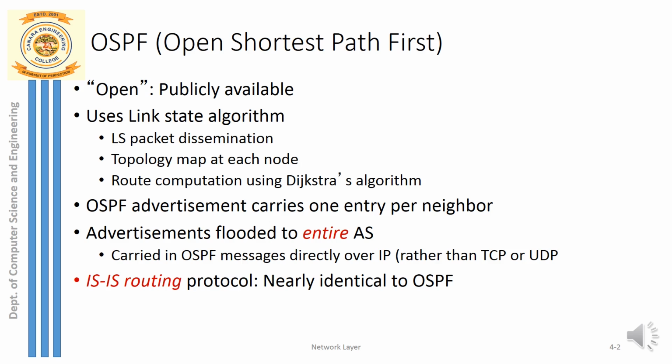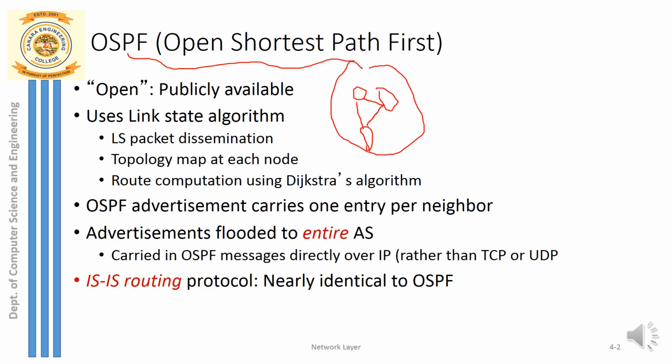Let's see the protocol. The protocol is OSPF, Open Shortest Path First. This particular protocol is again an intra-AS routing protocol. The name itself indicates that the shortest path is chosen to route the packets inside the autonomous system. If you have multiple routers, these routers will redirect the packets through this protocol, that is, through the shortest path calculation. The name indicates open, publicly available.